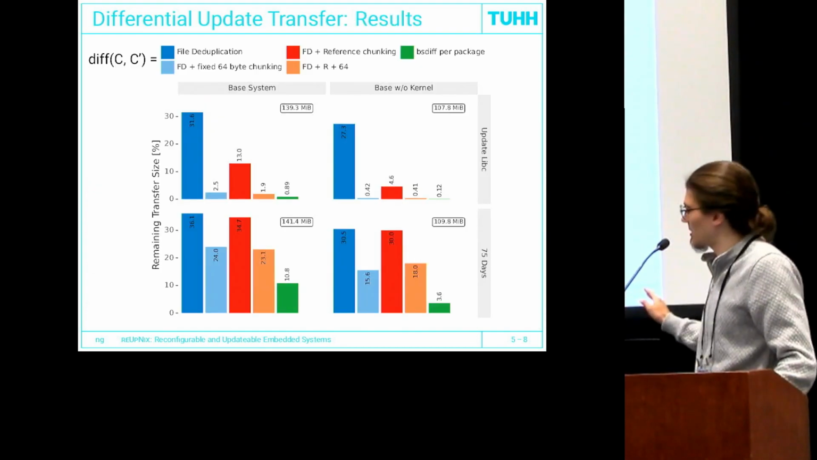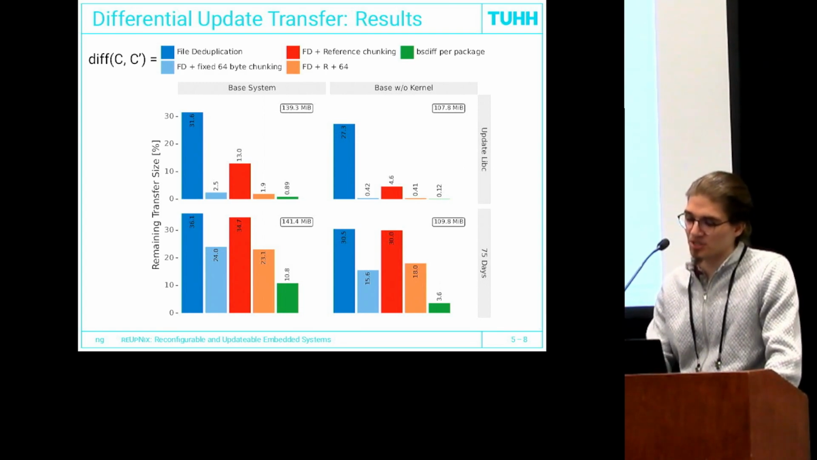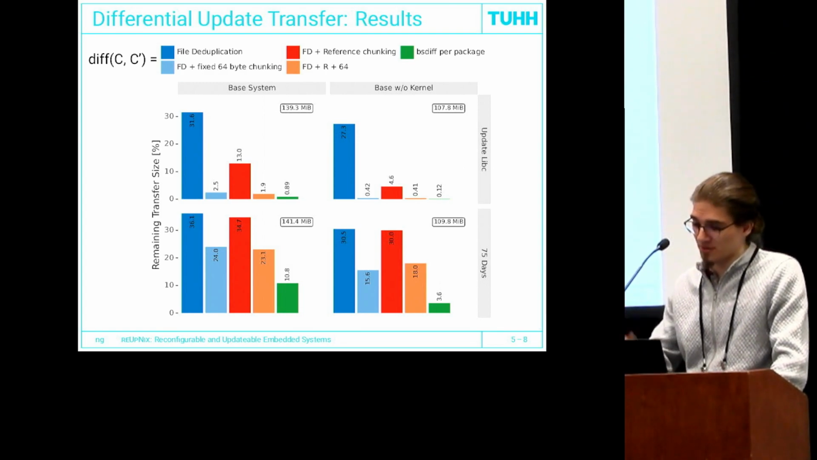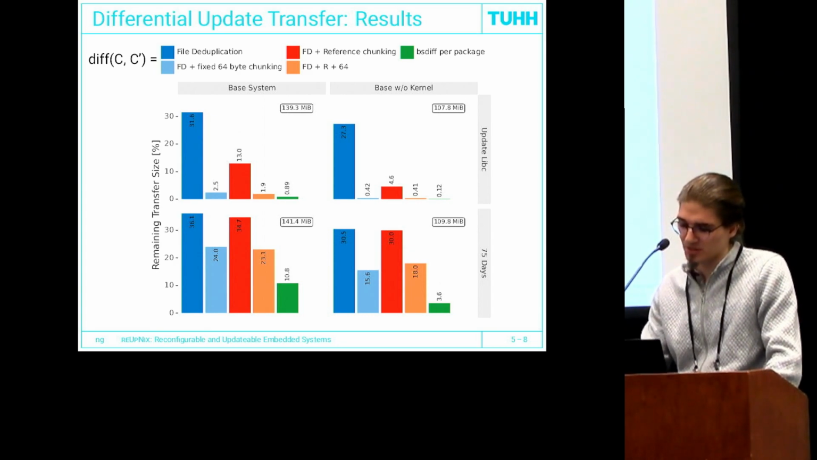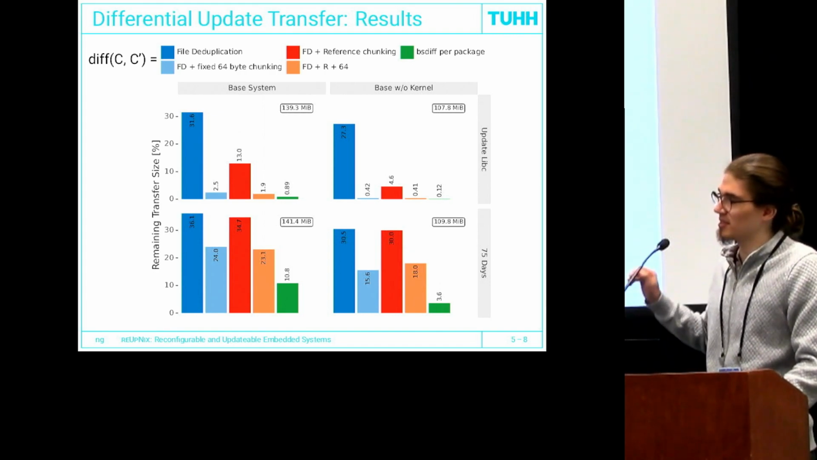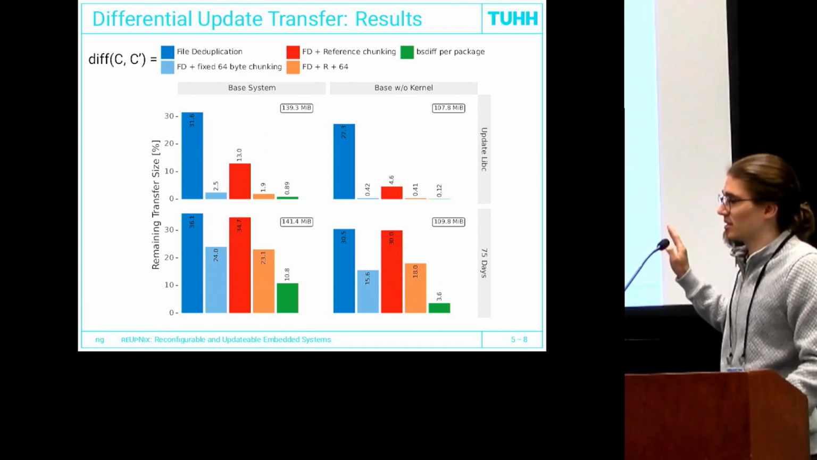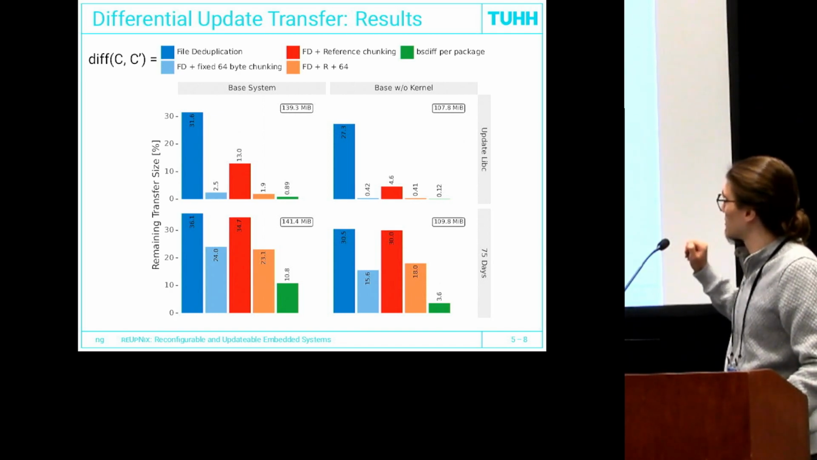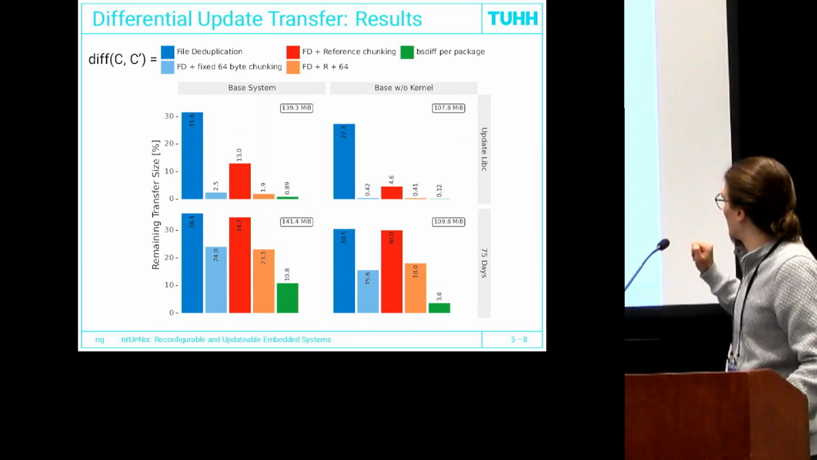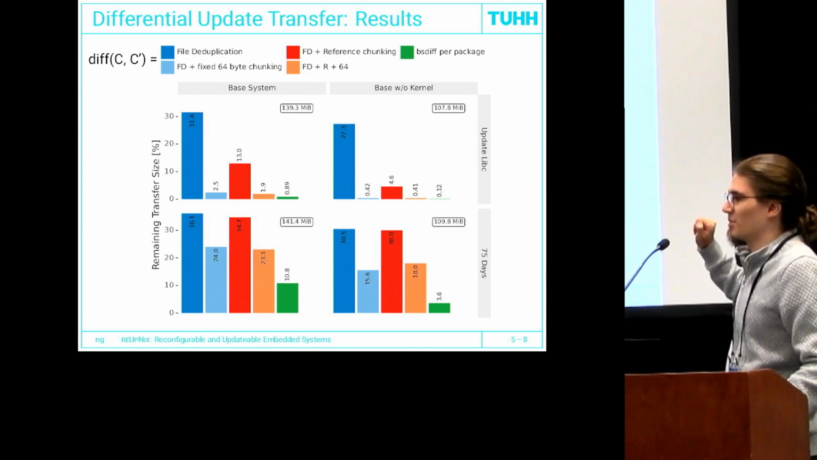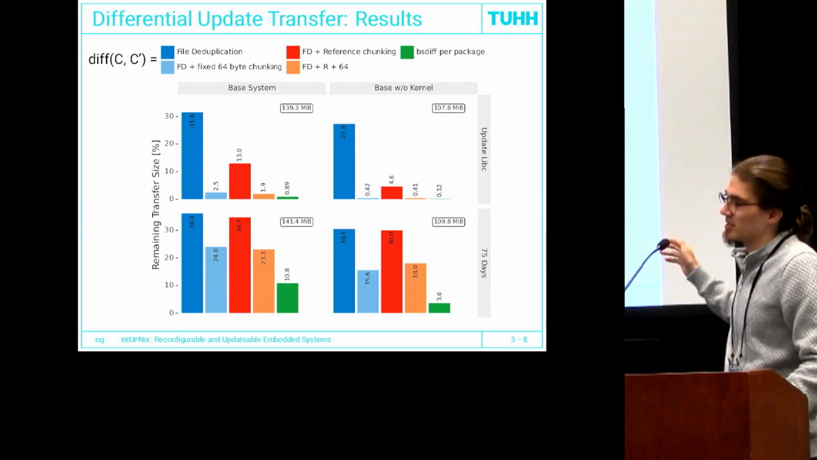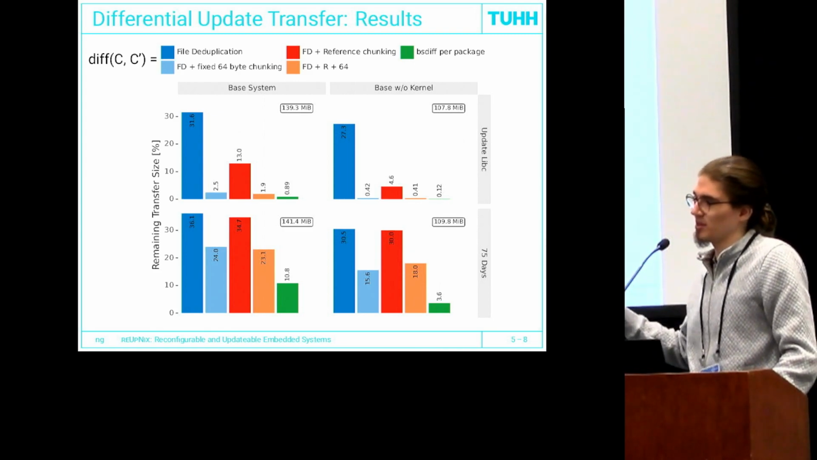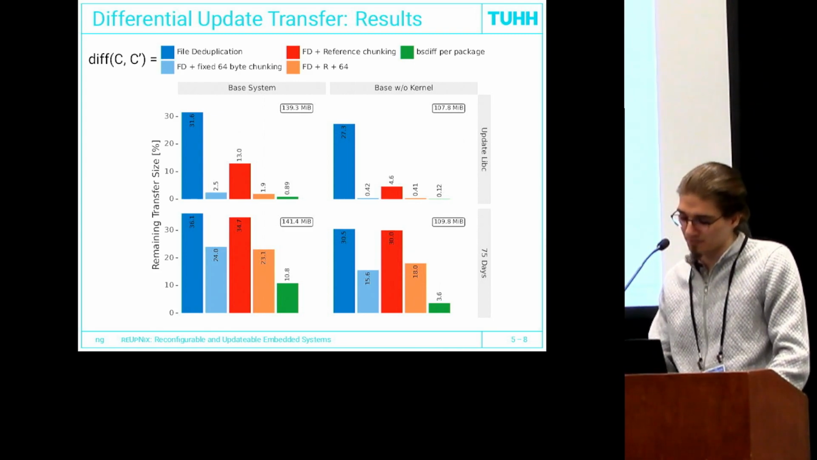This is just a small subset of the evaluations we did for the transfer efficiency. Due to the time, I will mostly just flip over this. But the important point here is that when we do use bsdiff as the implementation for the diff function on the previous slide, we're actually able to reduce the overhead of the updates, or the overall size of the updates, by up to 99.8%, at which point it's really not much left anymore.